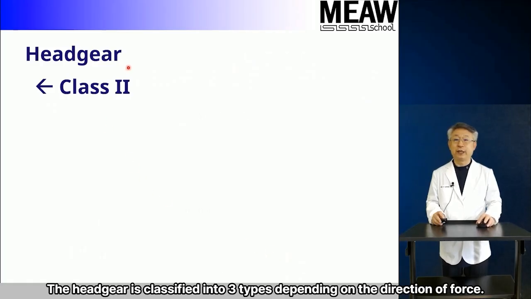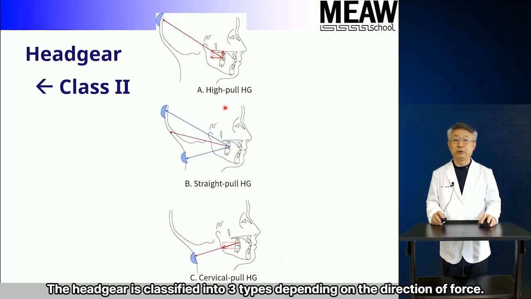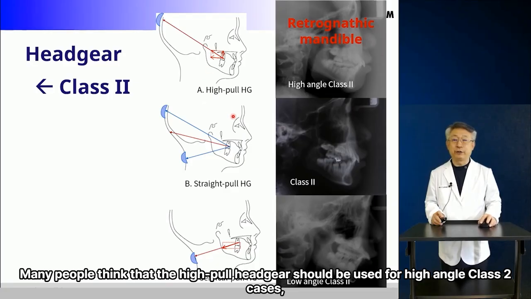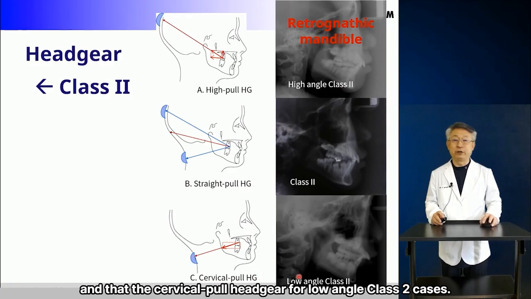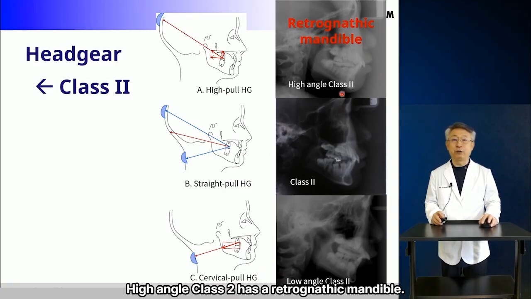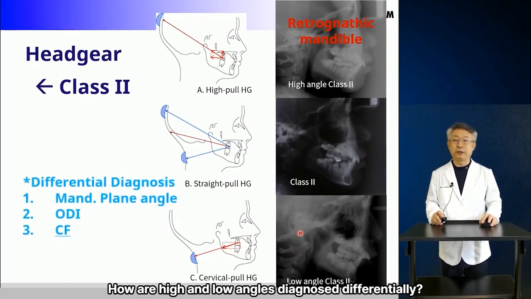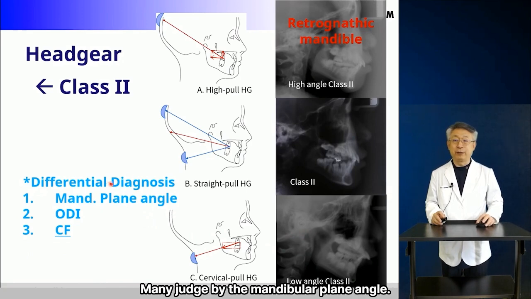The headgear is classified into 3 types depending on the direction of force. Many people think that the high-pull headgear should be used for high-angle Class II cases, and that the cervical pull headgear for low-angle Class II cases. High-angle Class II has a retrognathic mandible. How are high and low angles diagnosed differentially? Many judge by the mandibular plane angle.